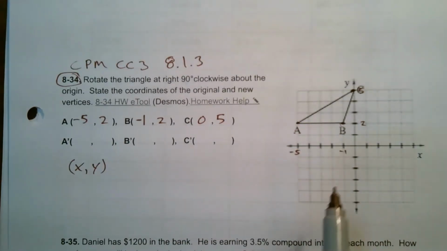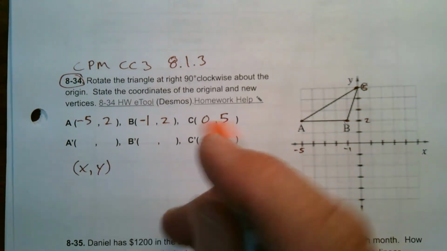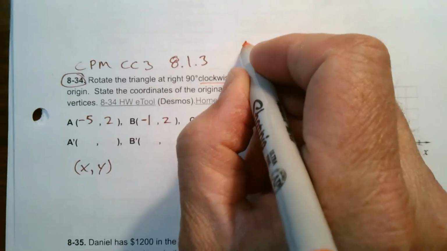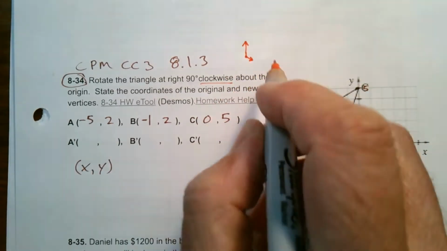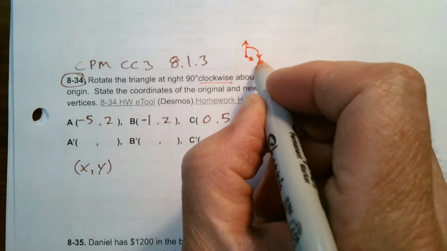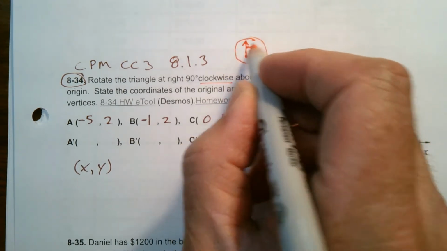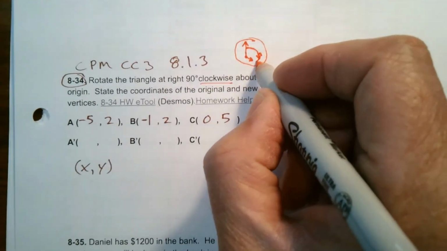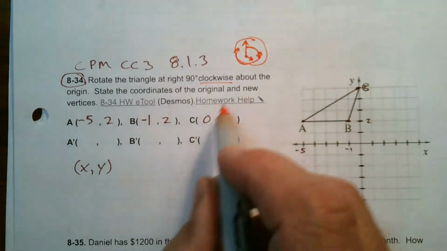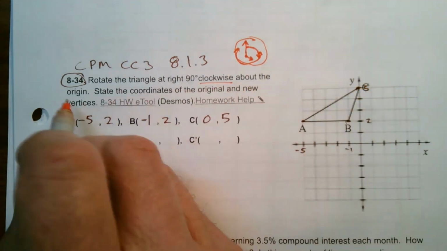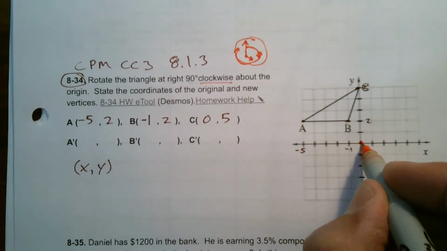So now what we want to do is rotate this. It says clockwise. Remember, if you think about a clock, the second hand, the hour hand, the minute hand, it's going around that way. So on a clock, clockwise would be rotating this way. So we're going to go clockwise 90 degrees about the origin. So here's my origin.